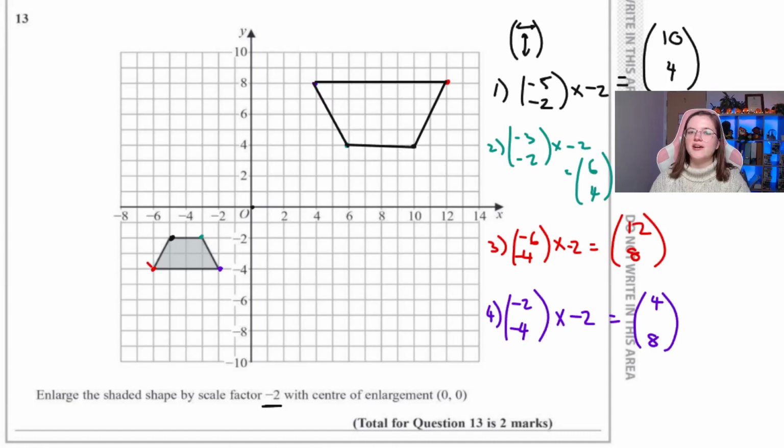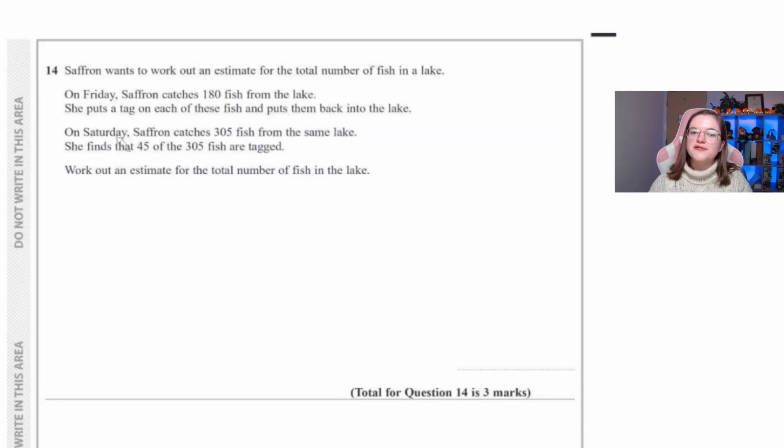That is how you enlarge a shape with a negative scale factor about a point. And there we are, and we go to question 14. Question 14: Saffron wants to work out an estimate for the total number of fish in a lake. On Friday, Saffron catches 180 fish from the lake.